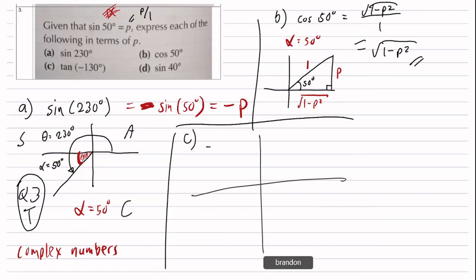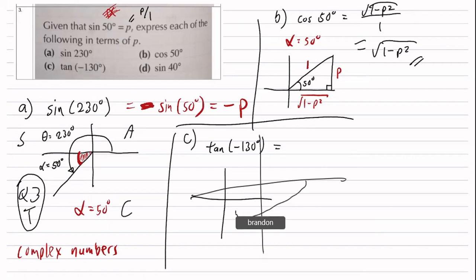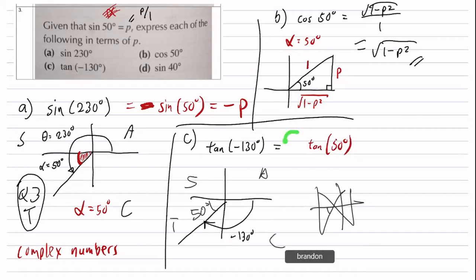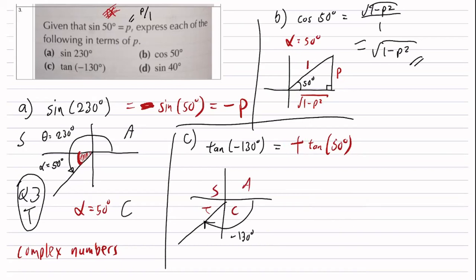Easier. This is tangent negative 130. You do the same procedure. Draw the diagram. Negative 130 is clockwise, not anti-clockwise, so over here. What's my alpha? This one, 50. So tangent 50 degrees, positive. Then what's the sign? Positive. AST, yes, positive. Very good. Then how do we find tangent 50?